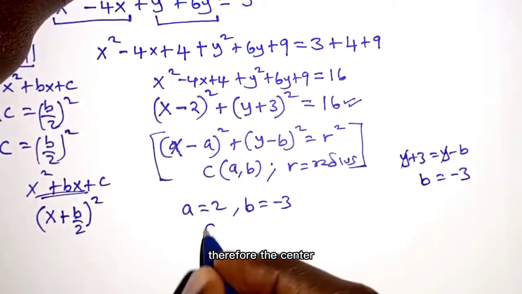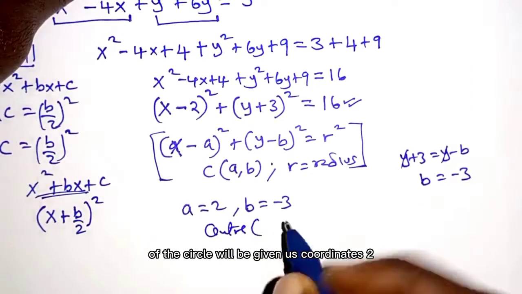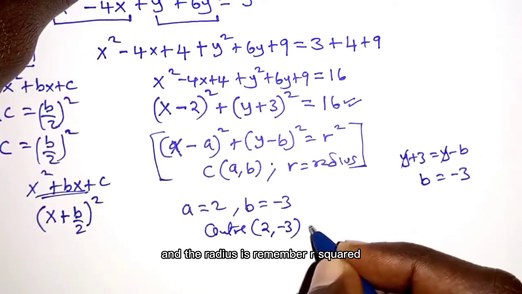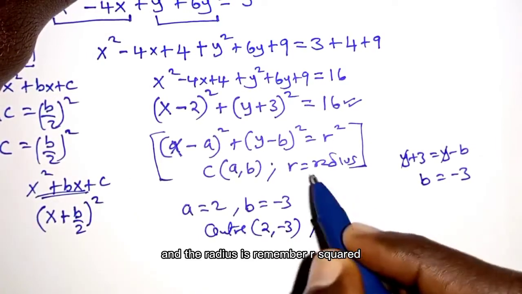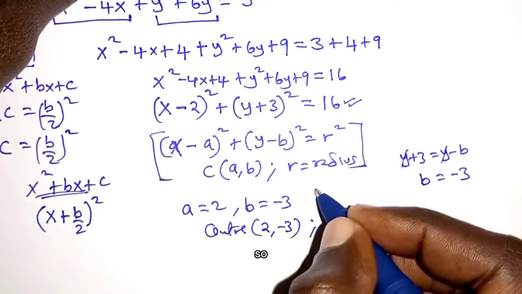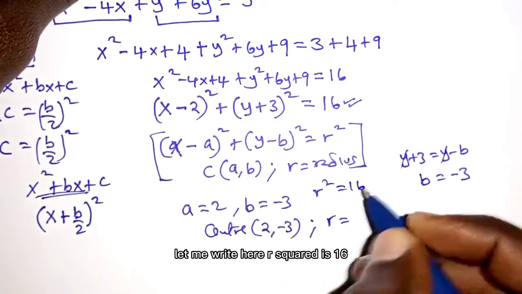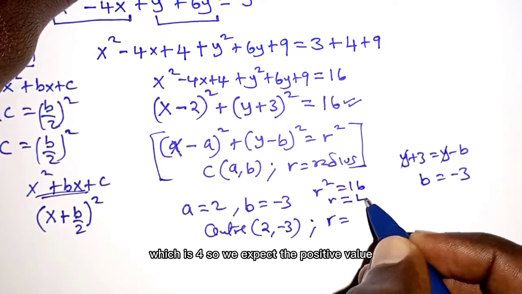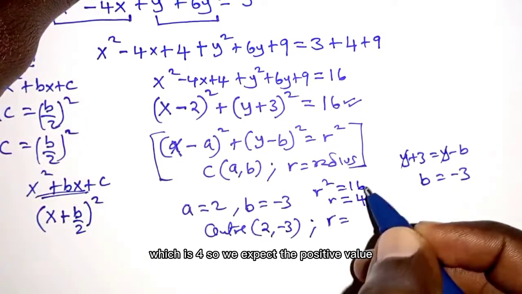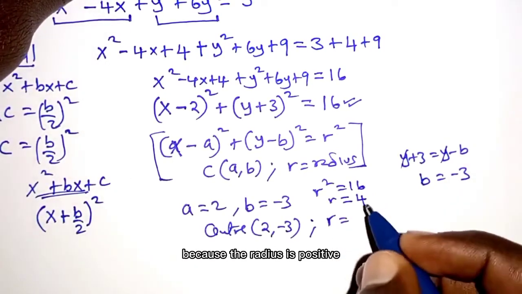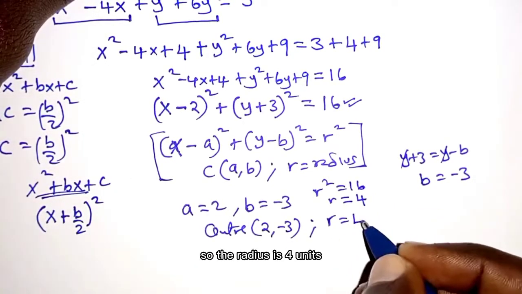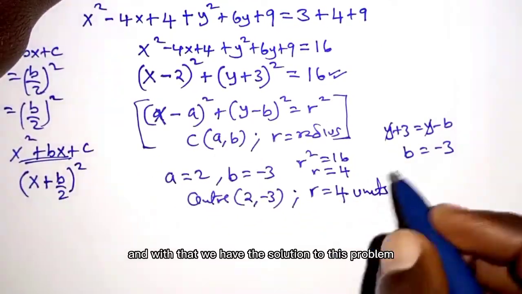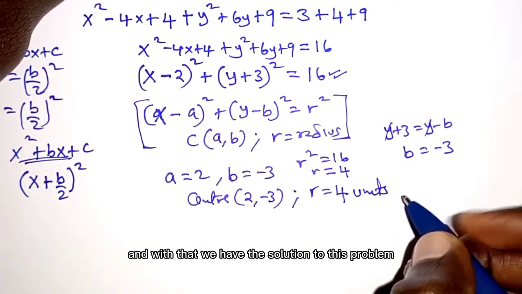And therefore, the center of the circle will be given as the coordinates 2, negative 3, and the radius is, remember, r squared. So let me write here, r squared is 16, and therefore r should be equal to the square root of 16, which is 4. So we expect the positive value because the radius is positive. So the radius is 4 units. And with that, we have the solution to this problem.